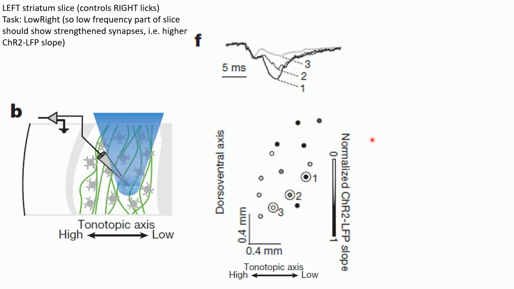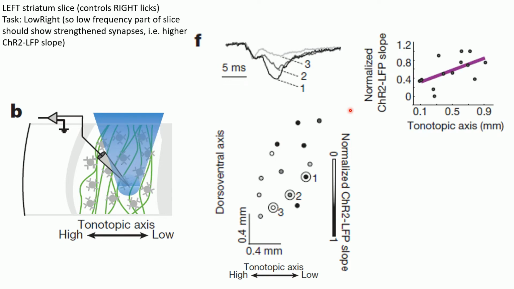The darker dots are locations that showed synaptic strengthening. You can see that there are more dark dots on the low frequency side of the tonotopic axis. Plotting all of these 14 recordings from this one rat gets a summary statistic measuring the relative strength of the low versus high frequency synapses, the slope of this line.